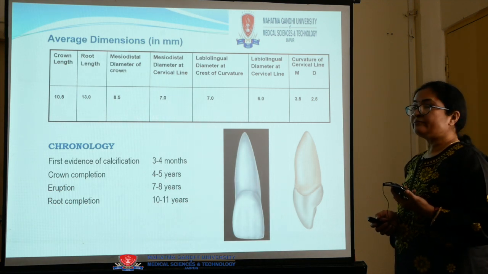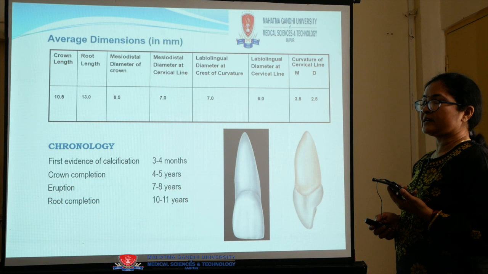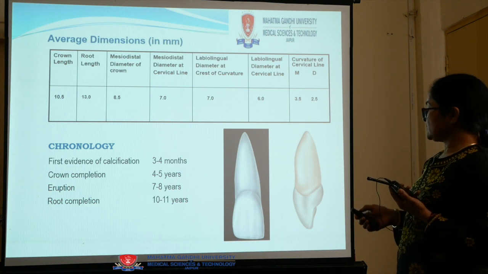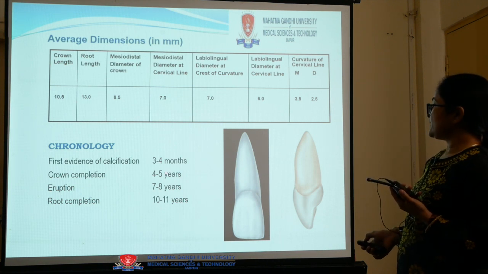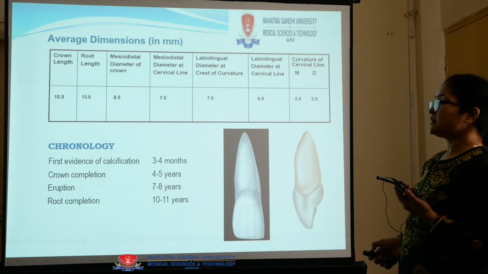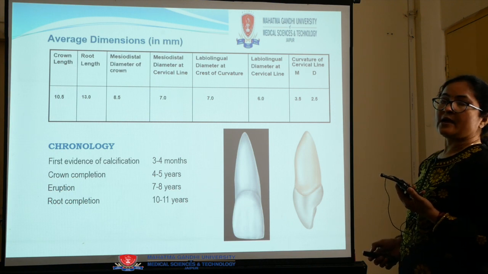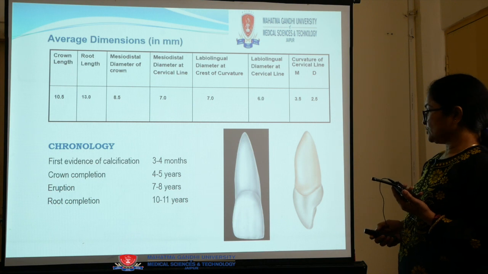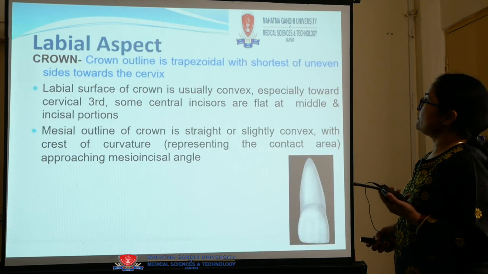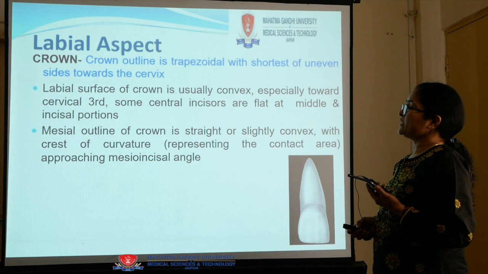Then the chronology: the first evidence of calcification occurs at the age of 3 to 4 months, whereas the crown is completed at the age of 4 to 5 years. Eruption occurs at the age of 7 to 8 years and the root is completed at the age of 10 to 11 years. Now the different aspects, first of all the labial aspect.